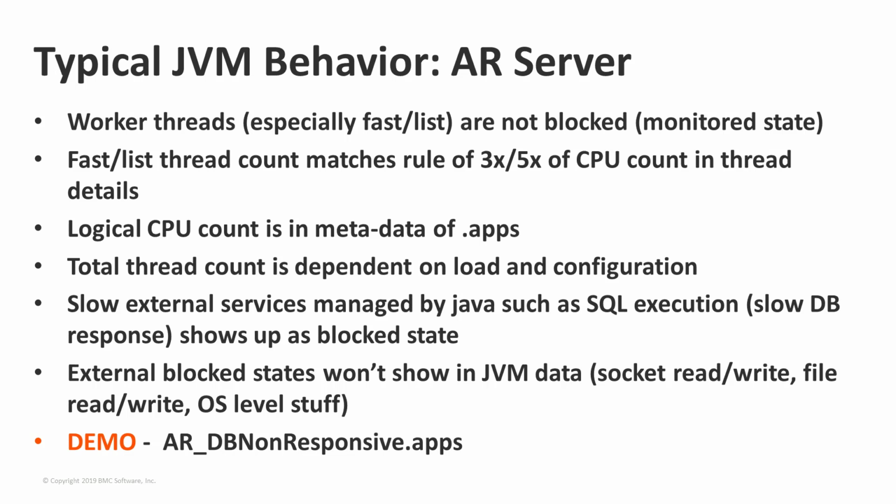Now, the next one I already mentioned. Make sure that your fast and list thread count configuration matches the 3 and 5x rule. And that's basically all I want to say, but I can show you that they will show up in the JVM snapshot. The third item is a tough one, because most people will never come across it and say, well, how do I know how many logical CPUs there are? If you look at the snapshot, it isn't displayed anywhere, but you can get the logical CPU count in the metadata of the snapshot. I will show you how to do that.